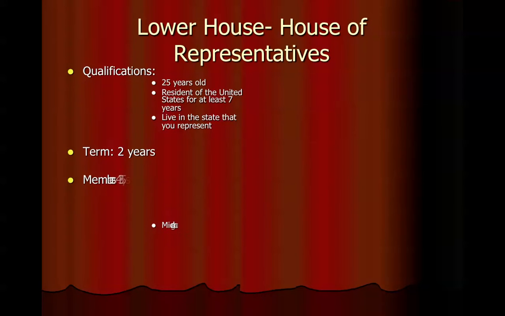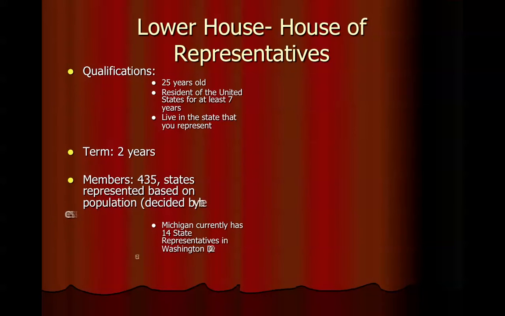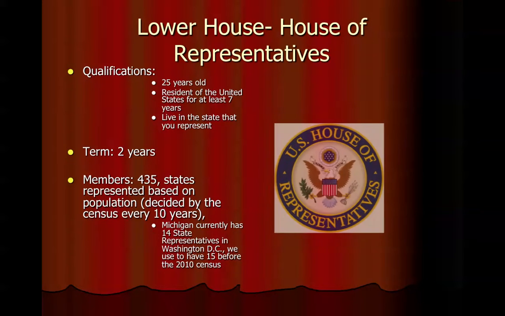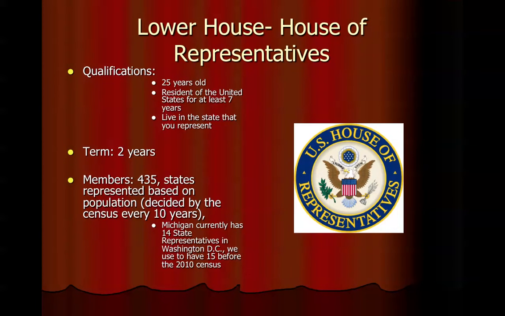And I'm going to give you the qualifications. In other words, what does it take to be a member of the United States House of Representatives? Firstly, you have to be 25 years old. You have to be a resident of the United States for at least 7 years. So you don't have to necessarily be born in the United States, but you must have lived here for a minimum of 7 years. So if you moved here at 18 and you live in our country the entire time, by the time you're 25 years old, you could run to be a member of the United States House of Representatives. And you must live in the state that you're representing.